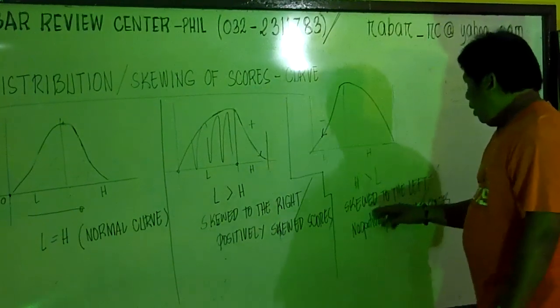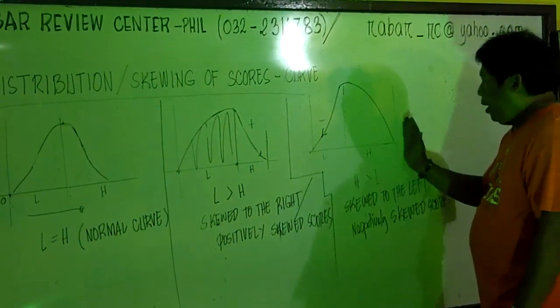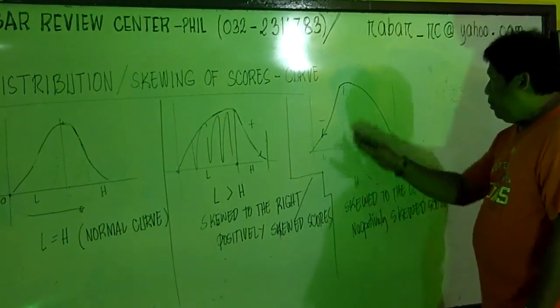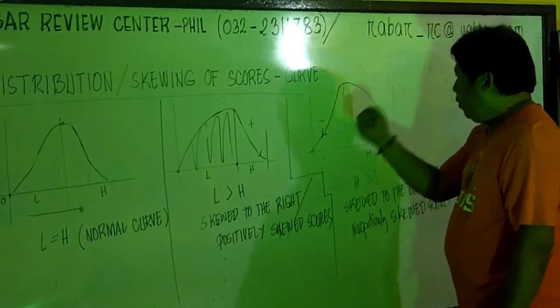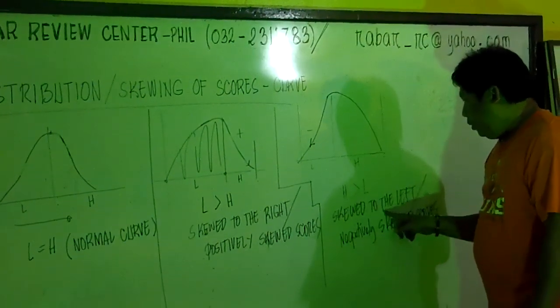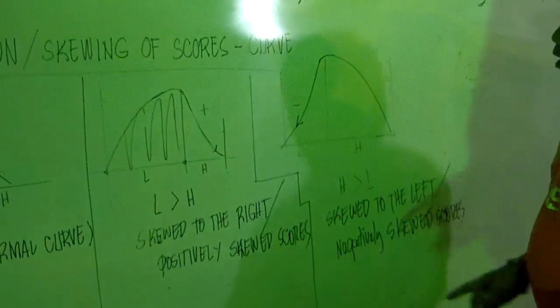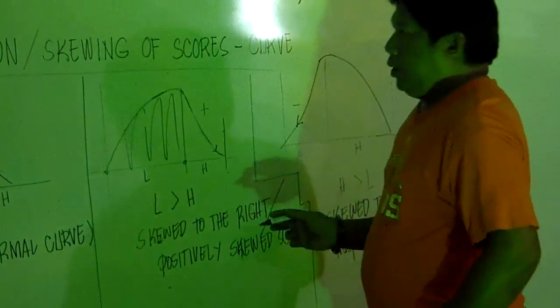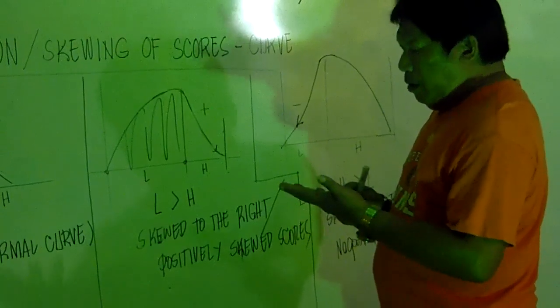And then we have also another curve wherein there is more on higher than the lower, so higher is bigger than lower. It seems that the curve, with more on higher scores, is being pulled to the left. That's why we have skewed to the left, and then negatively skewed scores. Now remember, we are talking about scores here.